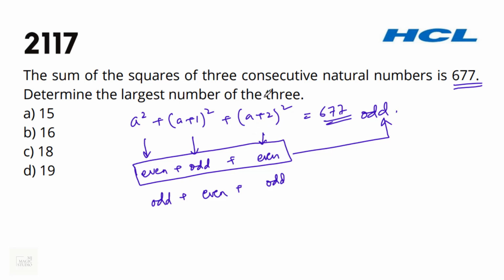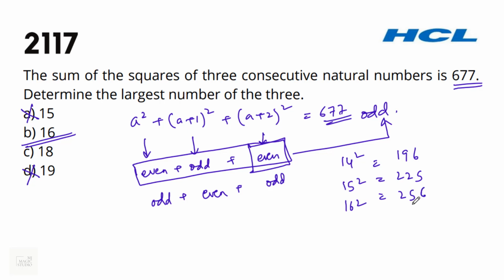Now the question is to determine the largest number of the 3. The largest number of the 3 should be an even number. That means it is not 15, it is not 19. Let's try out with 16. The best option is to pick up the option and just check. If the largest number is 16, then we require 14 squared, 15 squared and 16 squared. 196, 225 and 256 gives 677. Bingo, the largest number of the 3 is 16. That is option B.